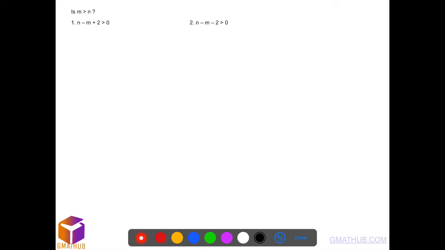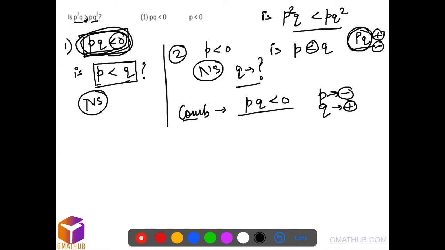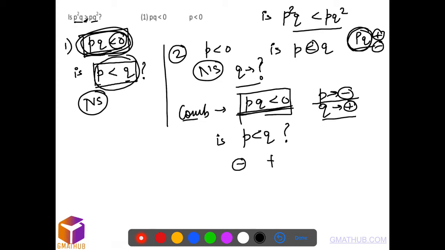Now in first statement, when we divide both sides by PQ, the question gets reduced to, is P less than Q? Now we know P is negative, Q is positive. So if P is negative, Q is positive, negative is always smaller than positive. So that is sufficient to conclude. In first statement, the question gets reduced to, is P less than Q. That problem is taken care of by second statement, because it says P is negative, so Q should be positive. So that's the conclusion. C would be your answer.